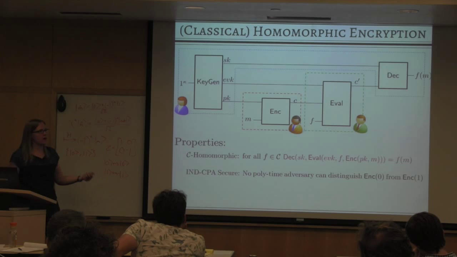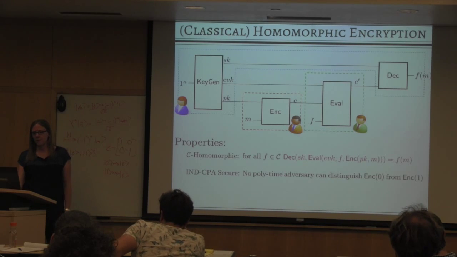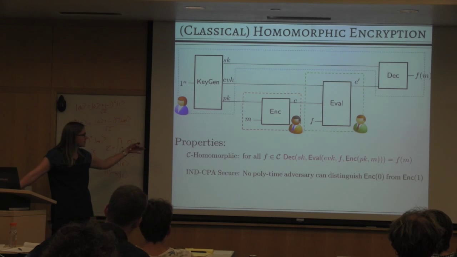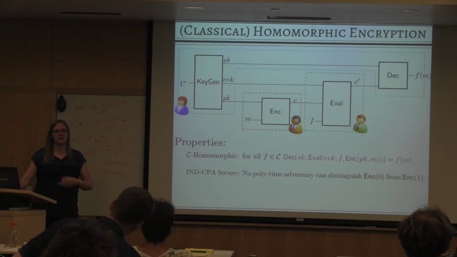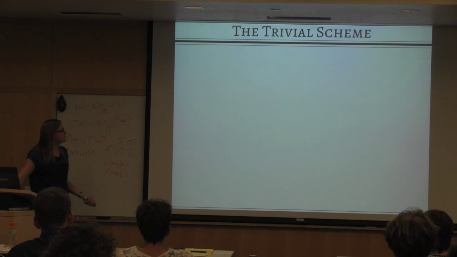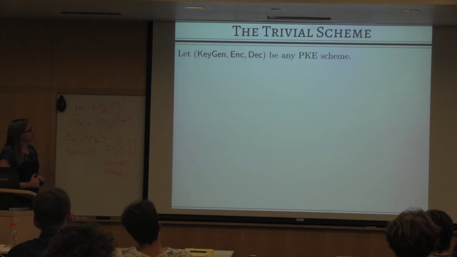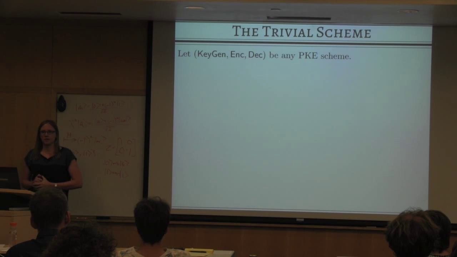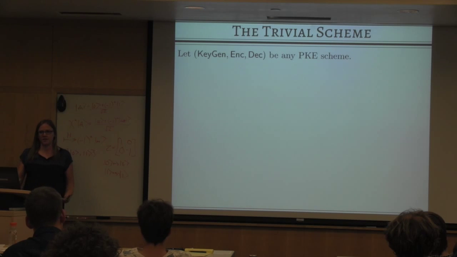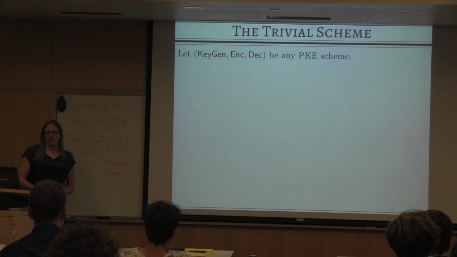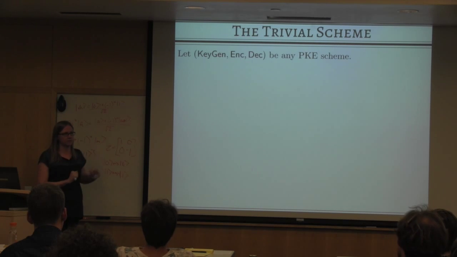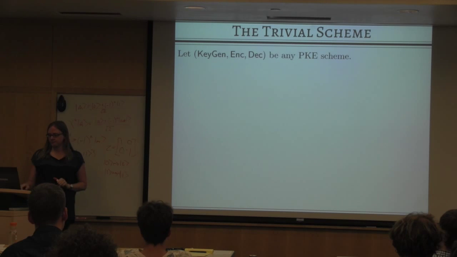And then there's one more property that we would like. To demonstrate this property, let me show you how we can easily achieve security as well as the homomorphic property for all circuits in a completely trivial way. This is called the trivial scheme, and we are going to construct it from any public key encryption scheme. A public key encryption scheme has a key generation, an encryption, and a decryption. It just doesn't have an evaluation procedure. Let's suppose it has indistinguishability under chosen plaintext attack security, so this is a secure public key encryption scheme.